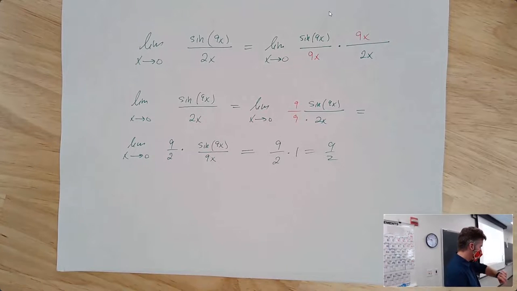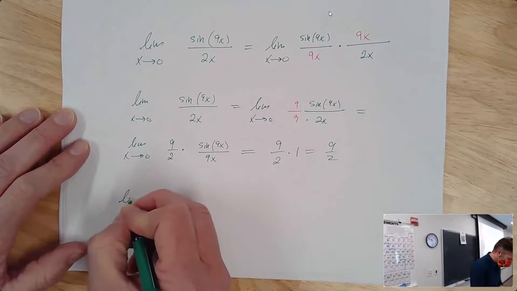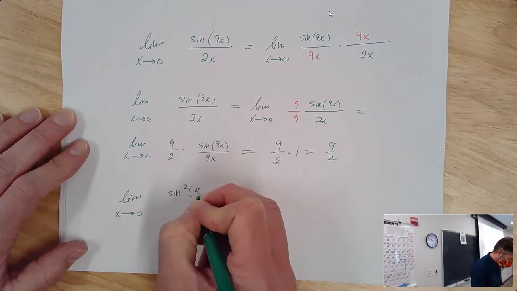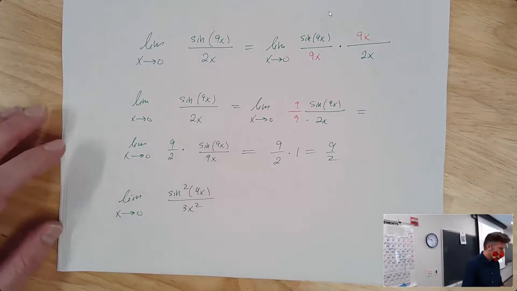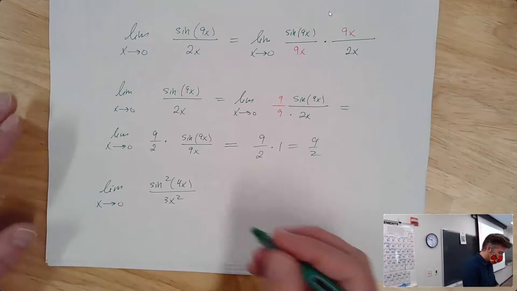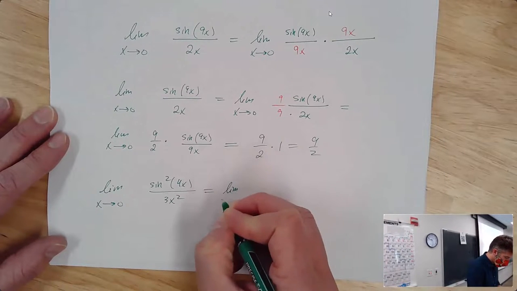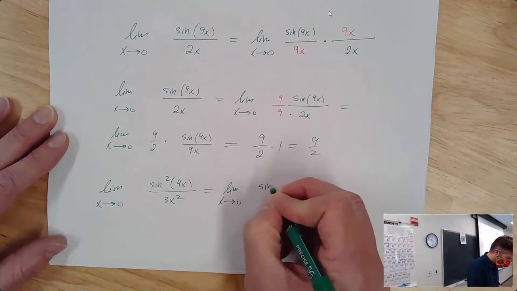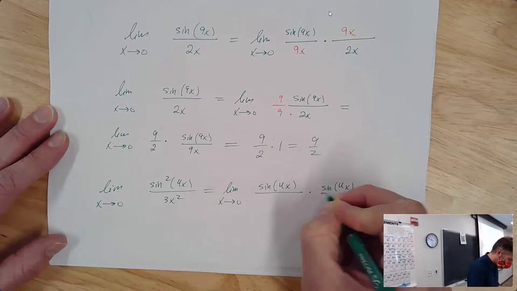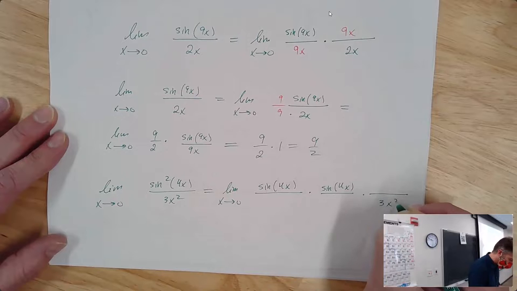It gets a little more complicated when you have something like this. The limit as x goes to 0 of sine squared of 4x over 3x squared. So here is where I do think writing it as a couple of different fractions really helps. I'm going to rewrite this in the following way. The limit as x goes to 0 of sine of 4x times sine of 4x divided by 3x squared.